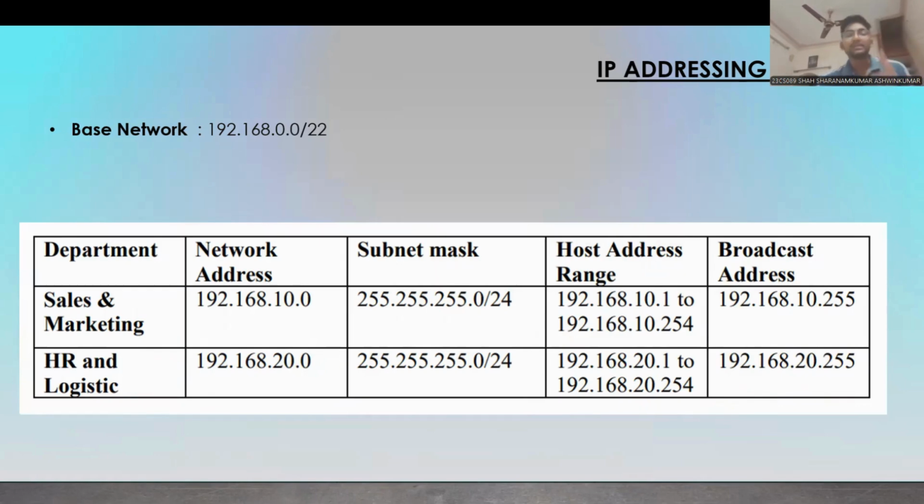There are two major departments: sales and marketing, and HR and logistics. Here, the given table is related to the networking. Network address: it is a unique identifier enabling communication and data transfer between devices.